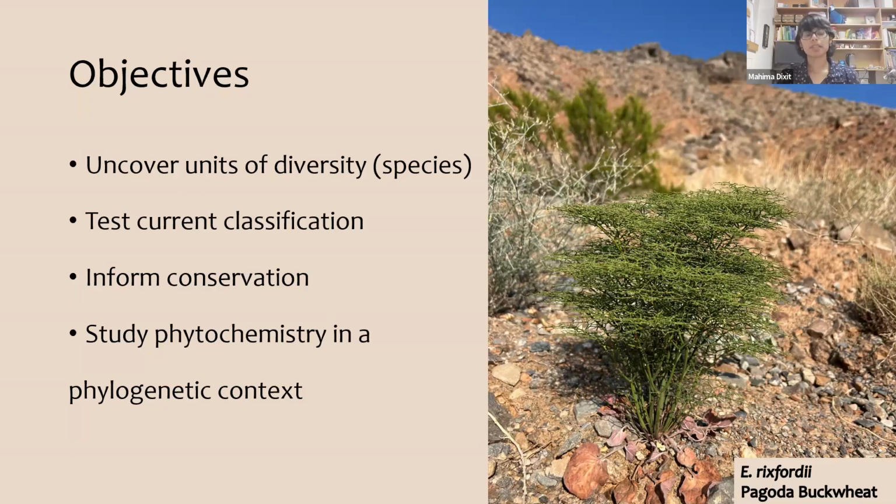And the fourth thing I'm doing is studying phytochemistry in a phylogenetic context. And phytochemistry is essentially what chemicals are found in the plants. And I'm doing this for a couple of reasons. One, I'm curious to see if there is a genetic signal to these different compounds. And I'm also curious to see what compounds these plants have because they are adapted to these extreme environments, like that picture of Eriogonum rixfordii or the pagoda buckwheat. That picture was taken when it was like 119 degrees outside, but that plant looked quite happy being where it was.